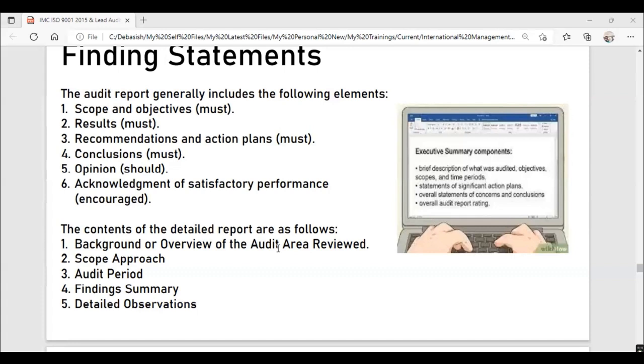Acknowledgement of satisfactory performance is encouraged. You can highlight the strength of the audit. If something is very good, some good practices are done in the process, project, or department, that is always good to encourage people. The contents of the detailed report are as follows: background or overview of the audit area reviewed, scope, approach, audit period, finding summary, and detailed observations.